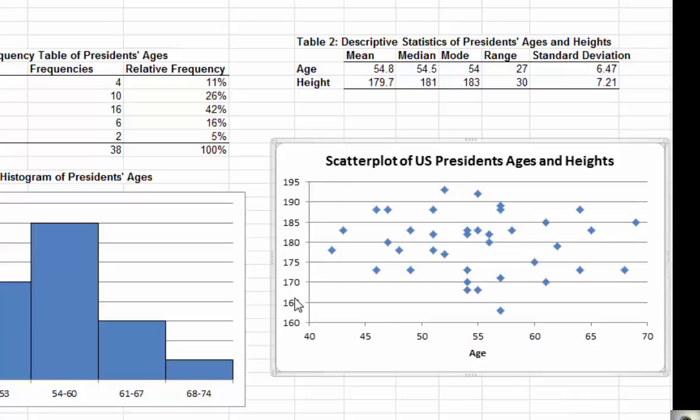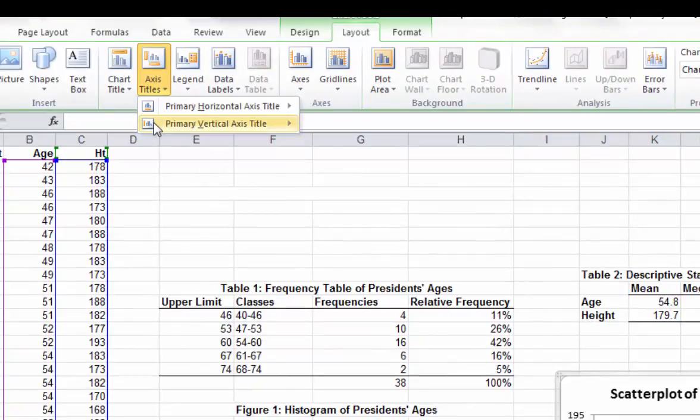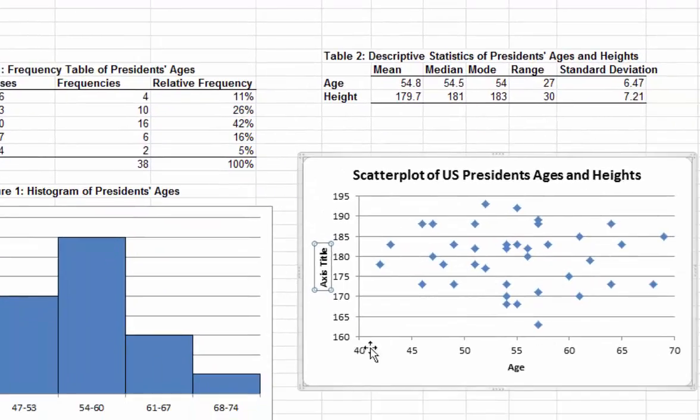And then we want a vertical y-axis title as well. So back to Axis Titles, Primary Vertical Axis, and we'll make it a rotated title. So that means it's sideways, so I'm going to have to read this sideways. And so this is height. Okay, so now we have a title of our scatter plot, and we have X and Y axis titles. So we know what everything is. Under here is age, and up here is height.